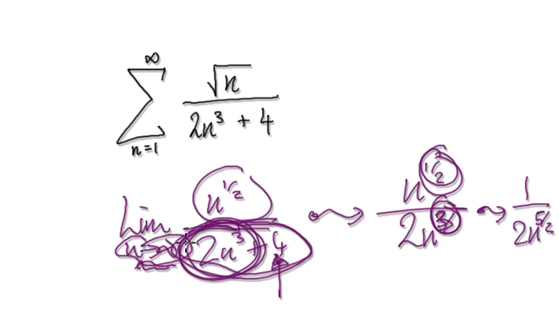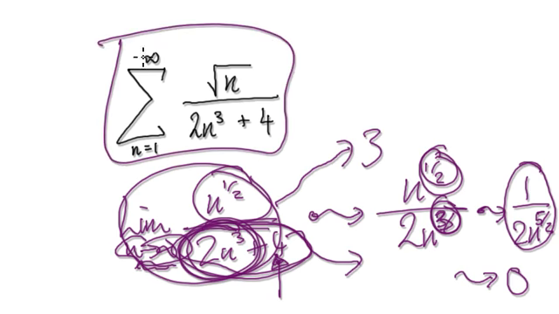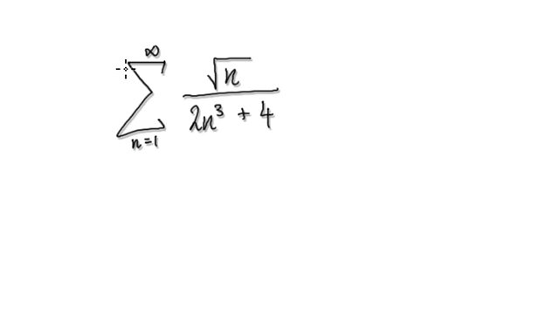So as n tends to infinity, you can see that this whole thing here will head towards 0. If it heads towards, let's say, 3, then we can immediately conclude that this series will diverge. But because it heads towards 0, then we are still unsure. So we need to do something else.